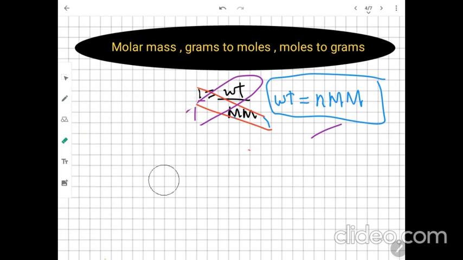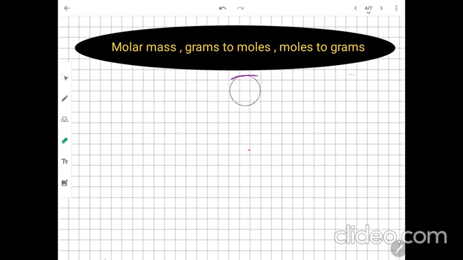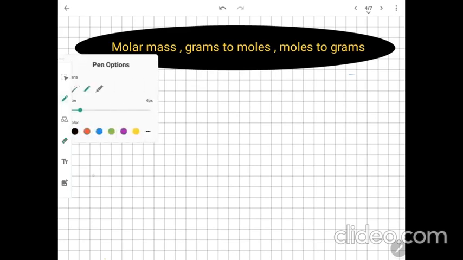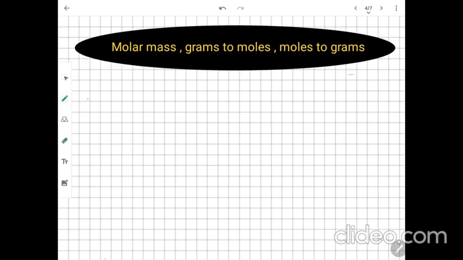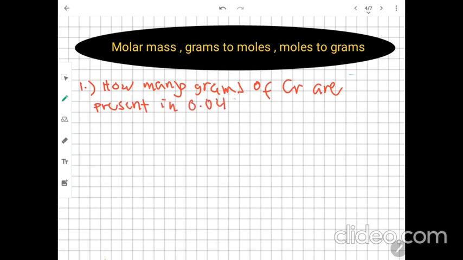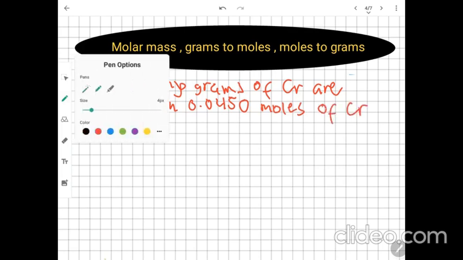Okay, let's have sample problems. Start with our first problem. For example, how many grams of Cr are present in 0.0450 moles of Cr. Okay, let's have our solution.